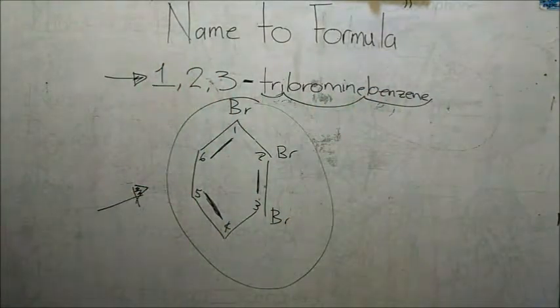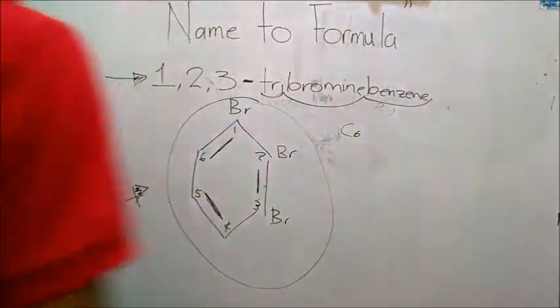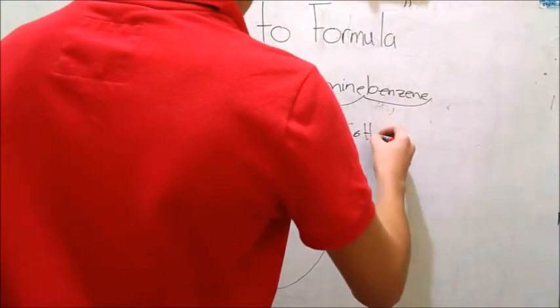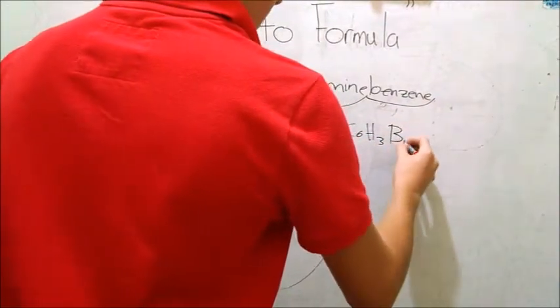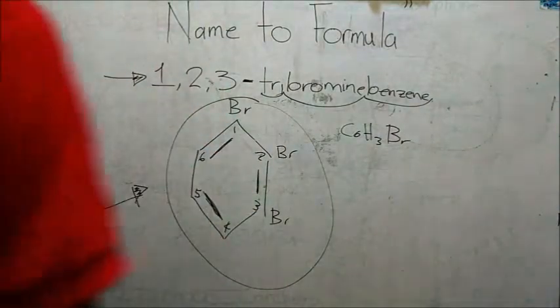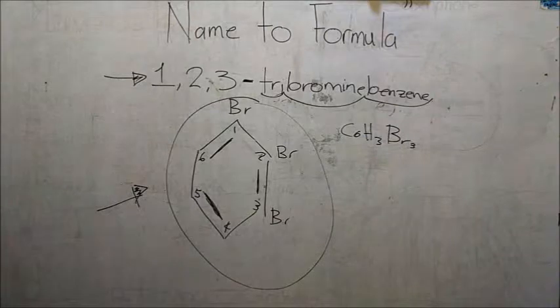In this one, the molecular formula is C6. Okay, C6H3Br. We have C6H3Br, and what we are missing is 3, because 3 bromine. And that is how you create example number 2 from name to formula.